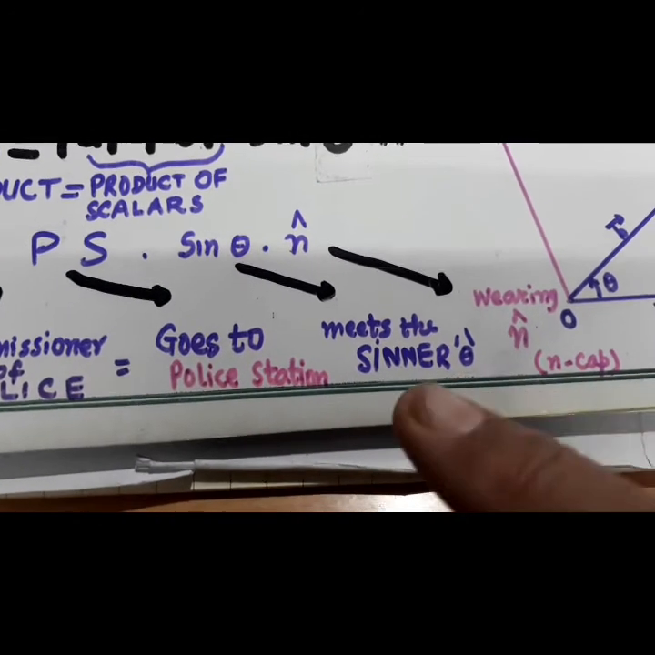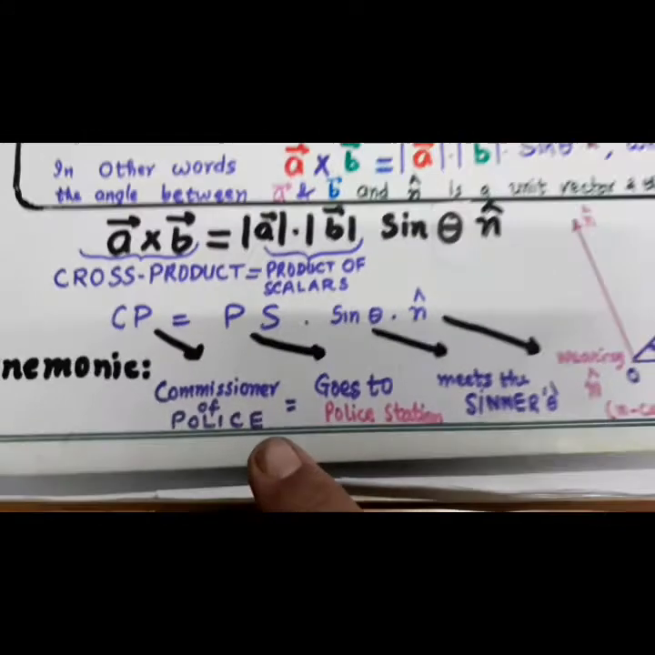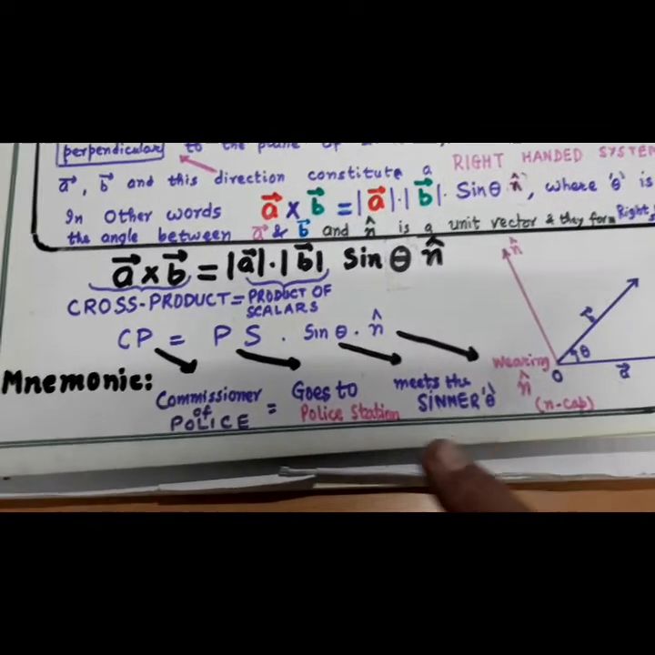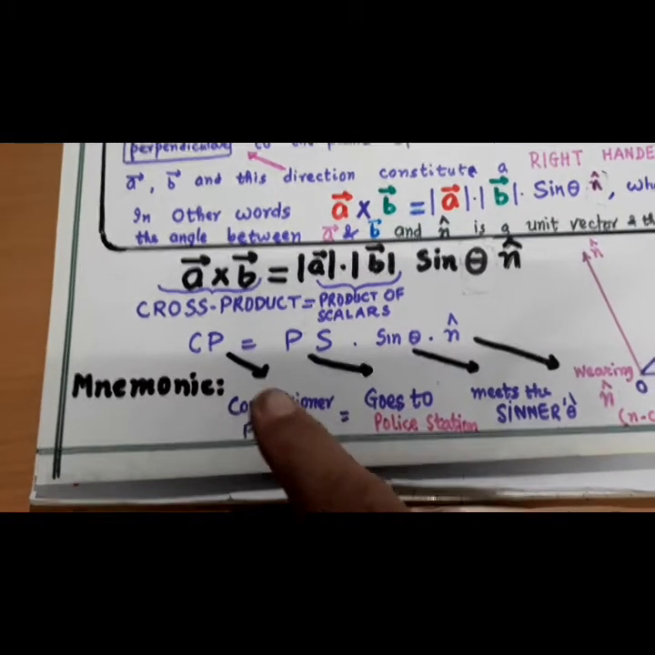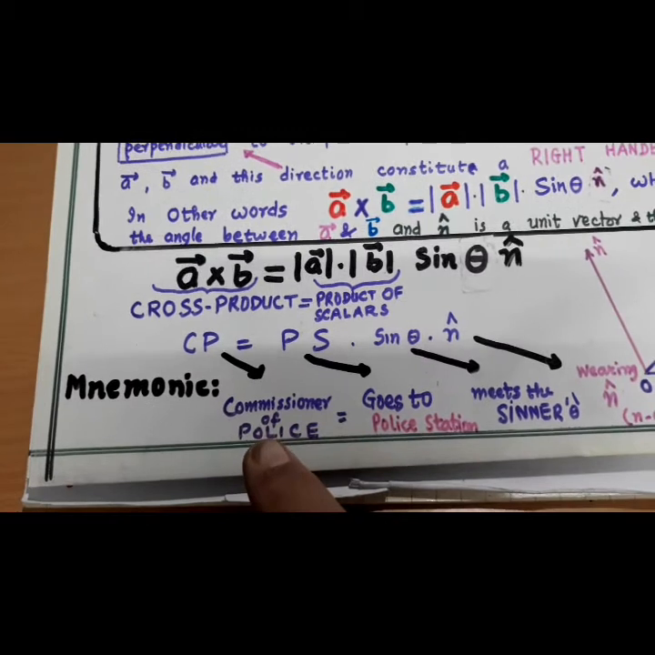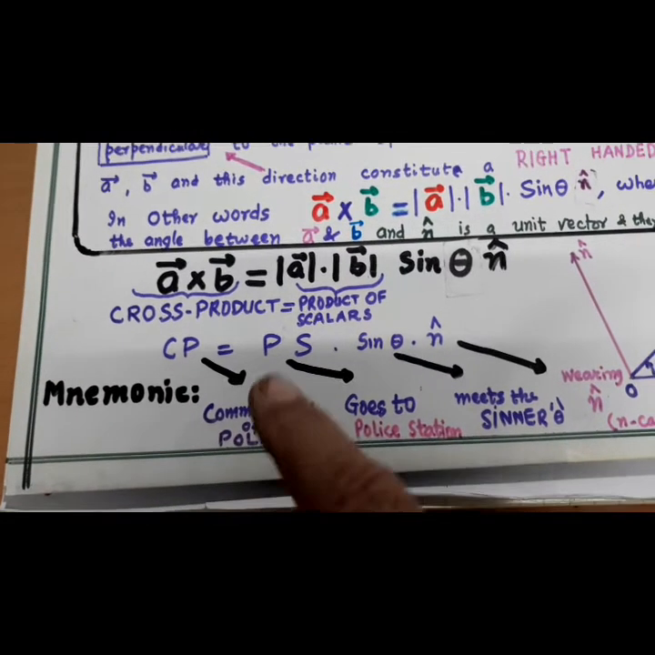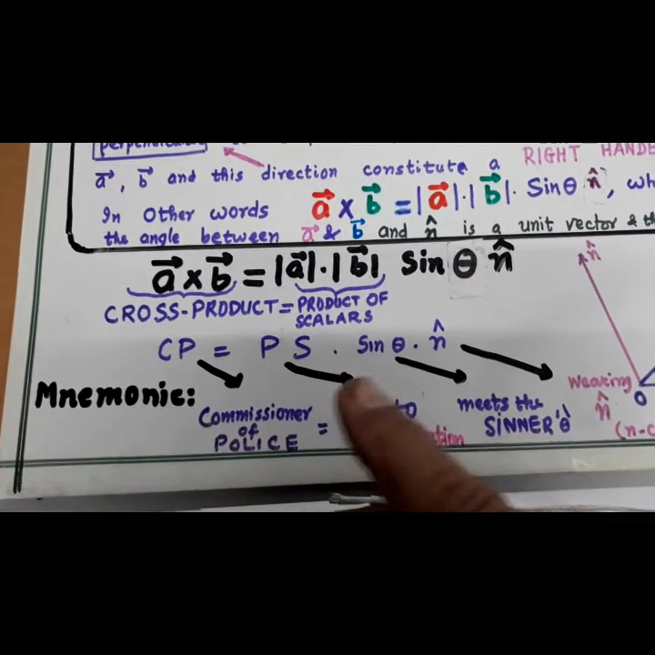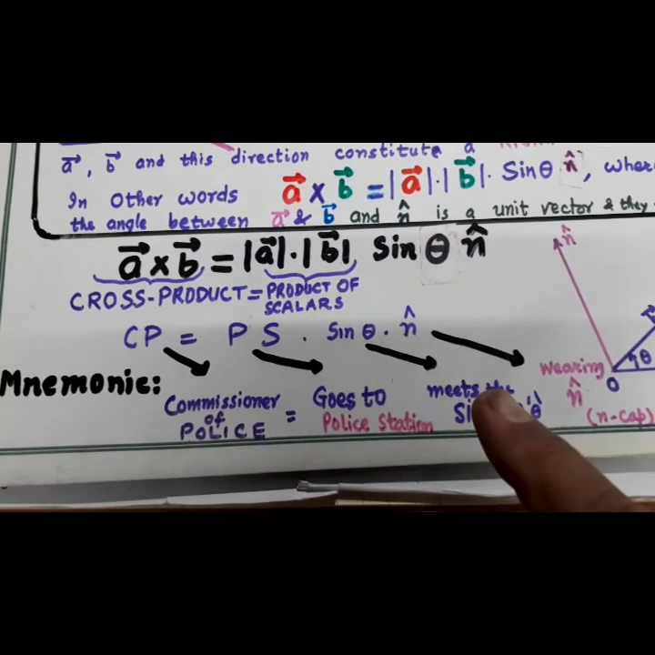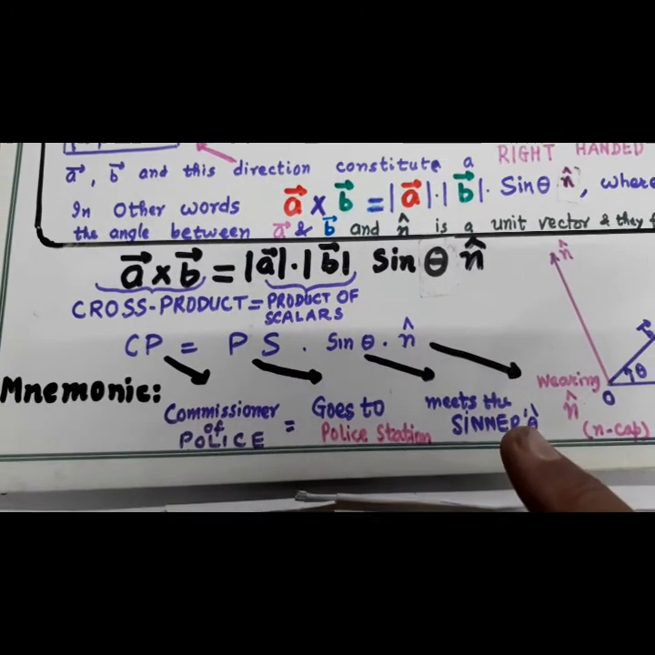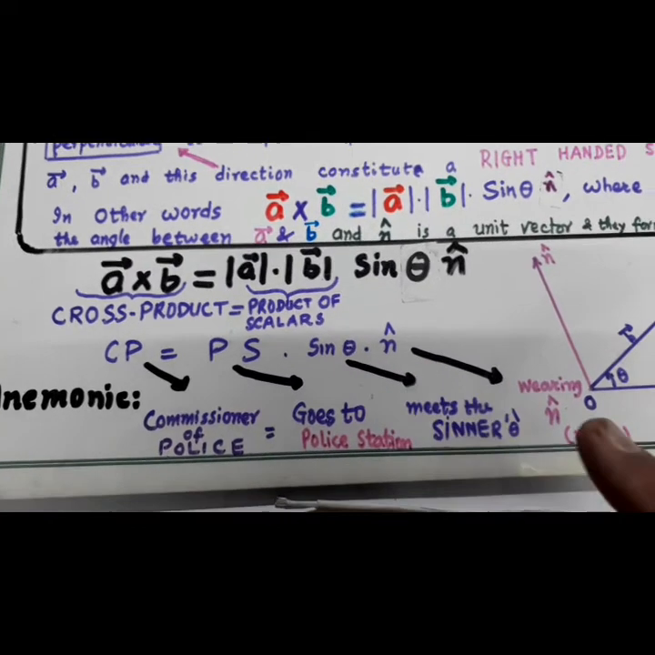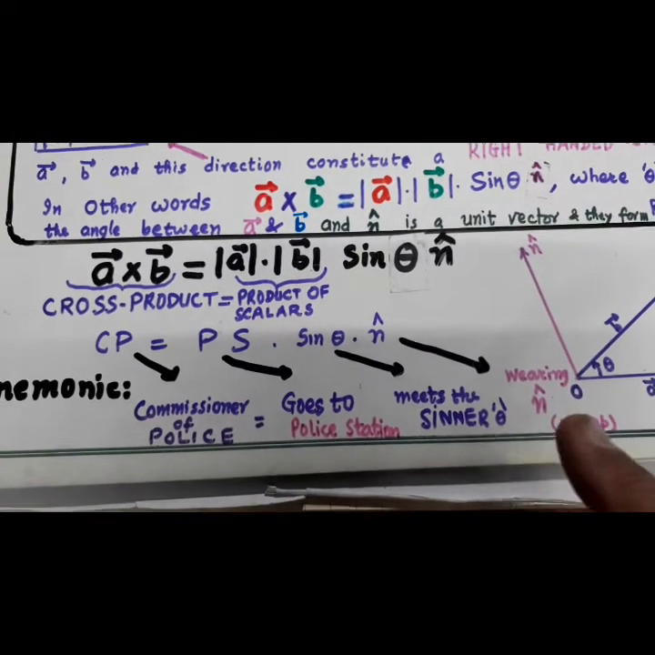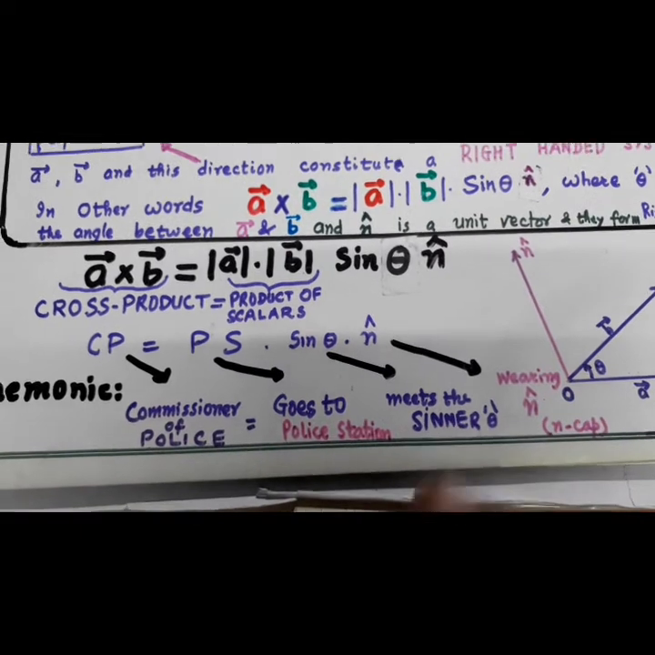This vector is wearing n cap. So it is in this direction. So you have to remember it like this. Cross product, that is CP, Commissioner of Police. Product of the scalars, sinner, sin theta becomes sinner, and n cap, wearing n cap. This sinner is wearing n cap.